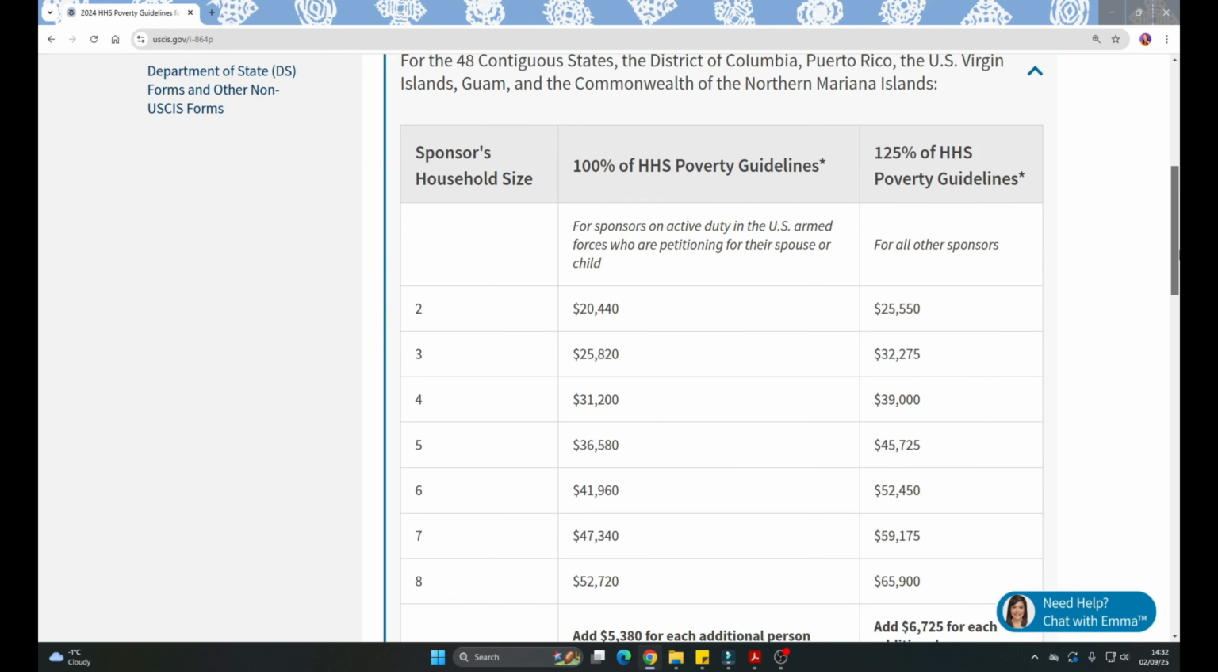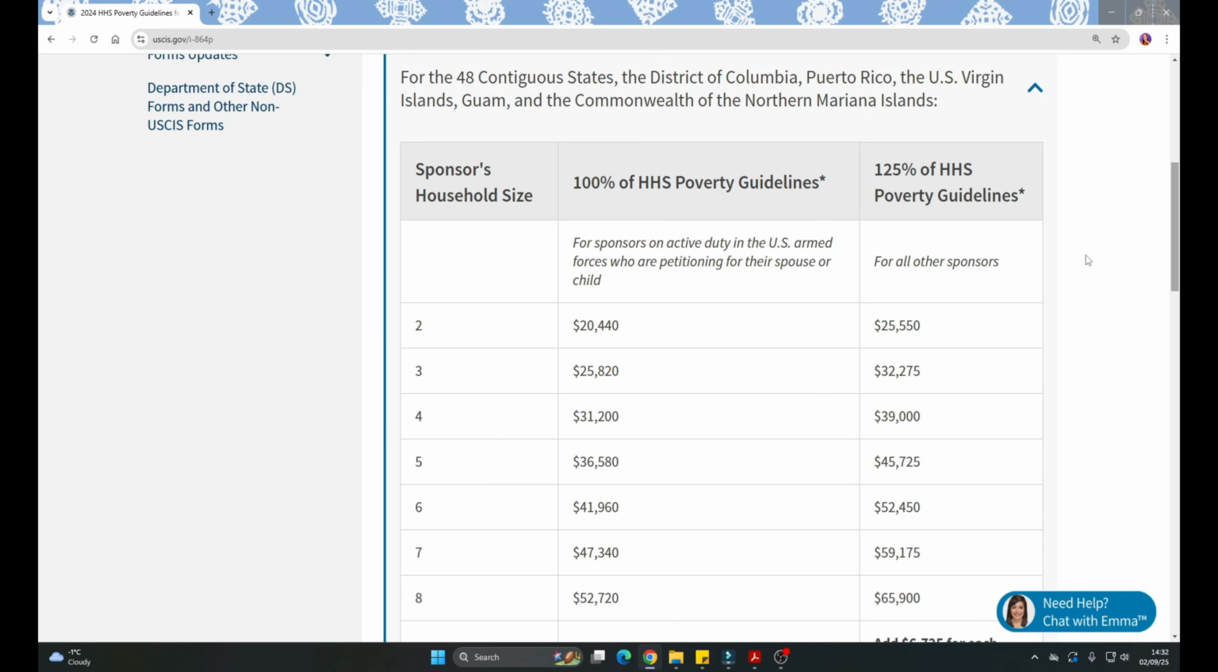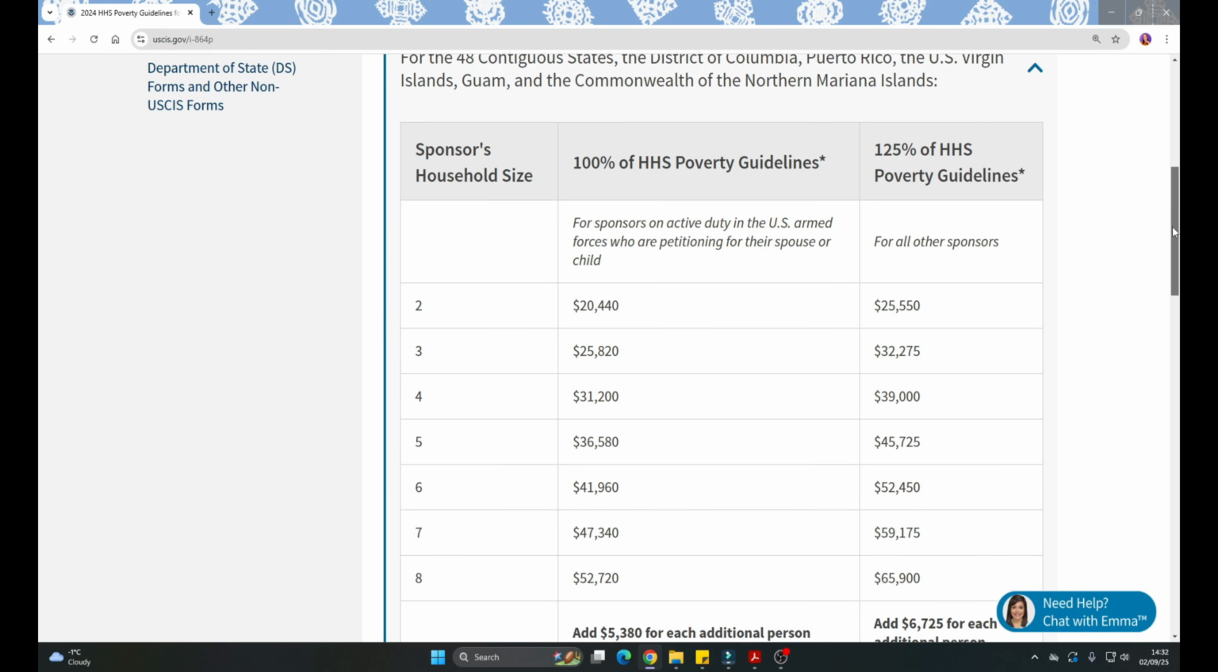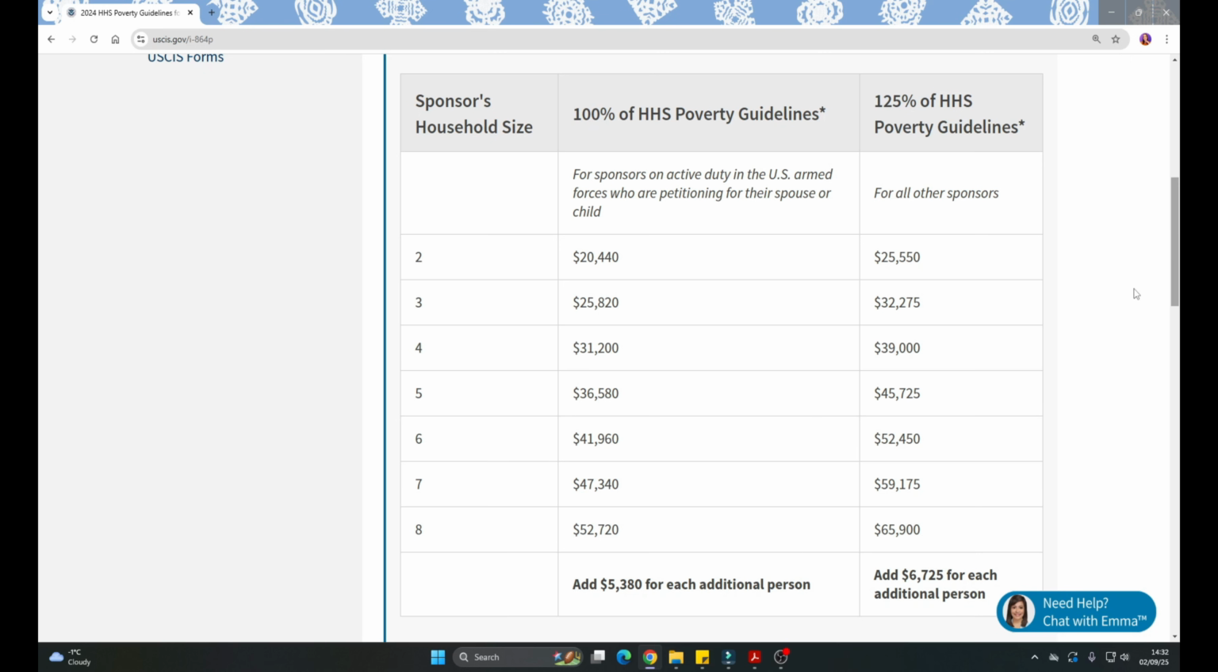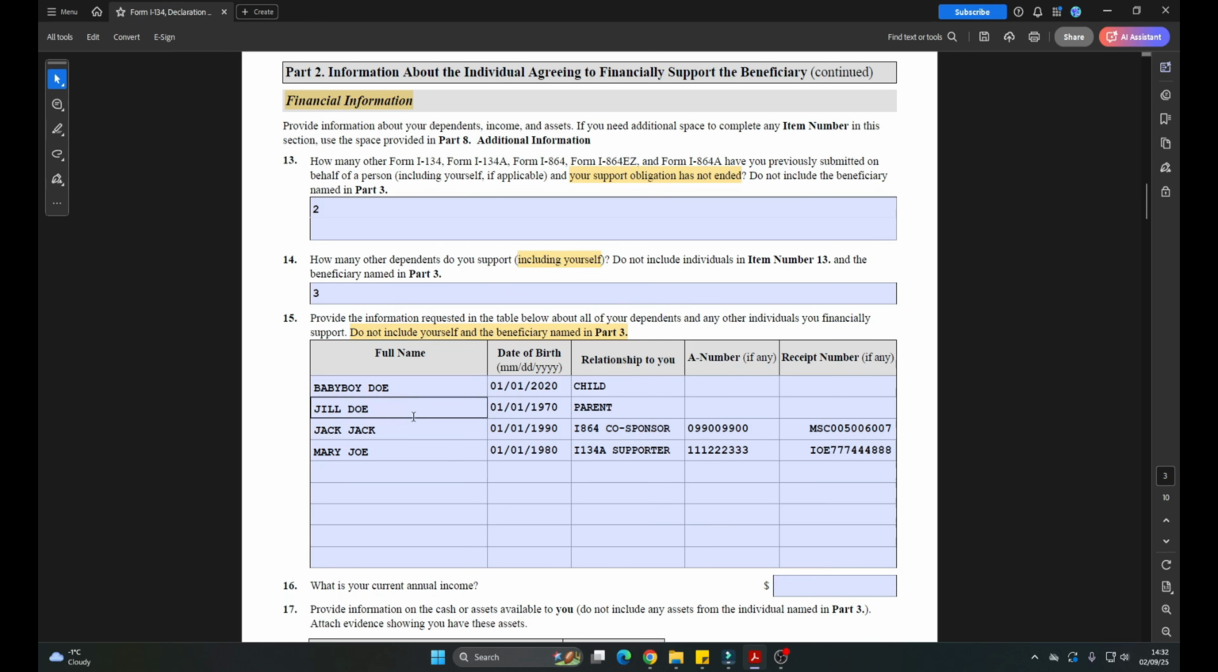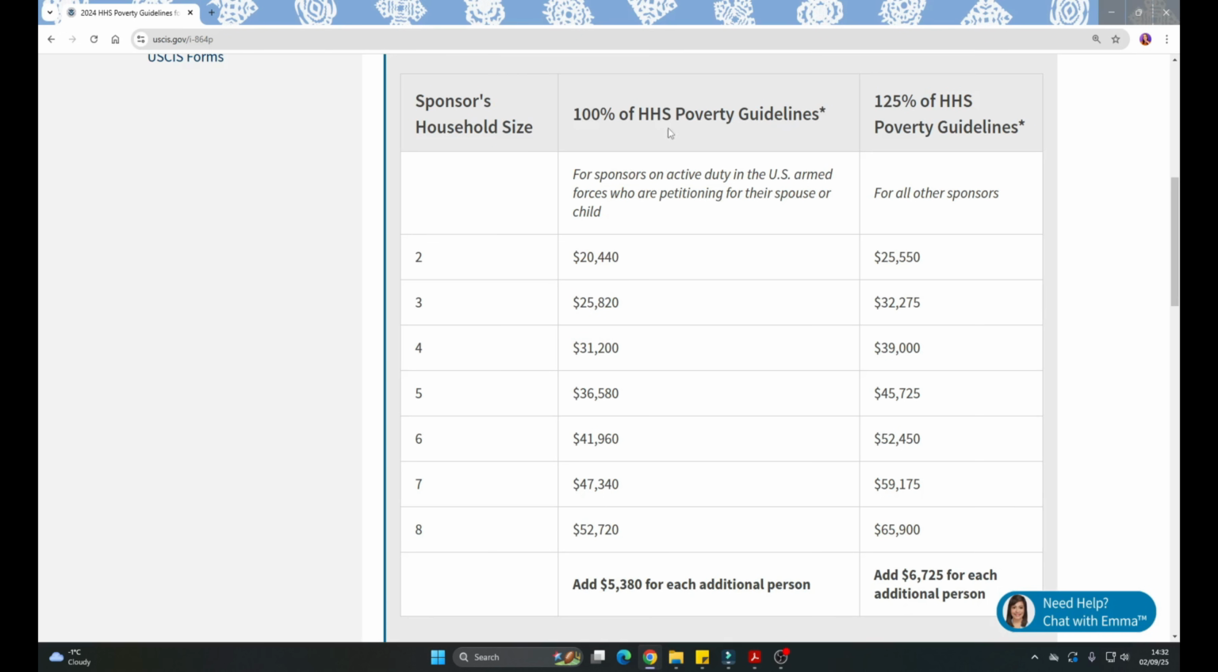The form instructions for the Form I-134 no longer reference this chart, but a general rule of thumb is based on the size of your household plus any other people you are obligated to support. Your income should meet at least the 100% poverty guidelines. It should be above this level.